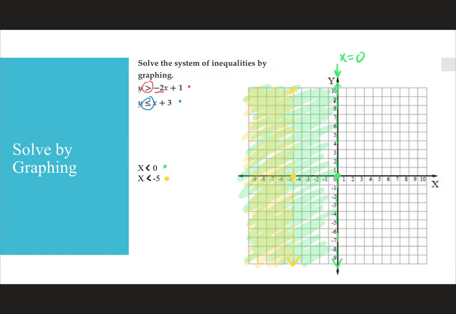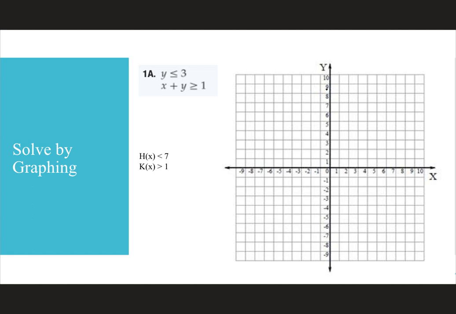And so this double shaded area is once again our solution set. Now, if you're not using colors, you can figure out different ways to make your solution set obvious. But whatever you do, please make sure it is very clear what is the overlap for your system. You go ahead and try.